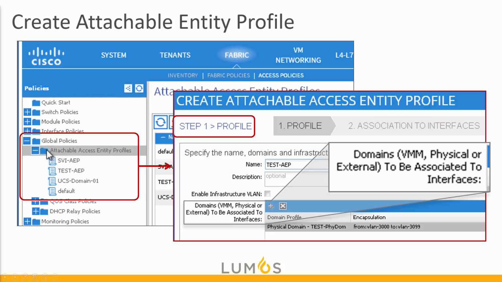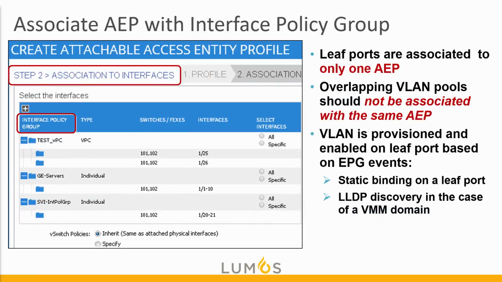Now we go to global policies and attachable access entity profiles, or attachable entity profiles. So here we'll create one, give it a name, and then specify the domain, whether it's a VMM, physical, or L2 or L3 external. And then that will automatically populate what the encapsulation is based on the domain's VLAN pool. So then from there, step 2 of that was we can associate that to the interface. So this is where we tie the AEP to a particular interface on a particular switch.